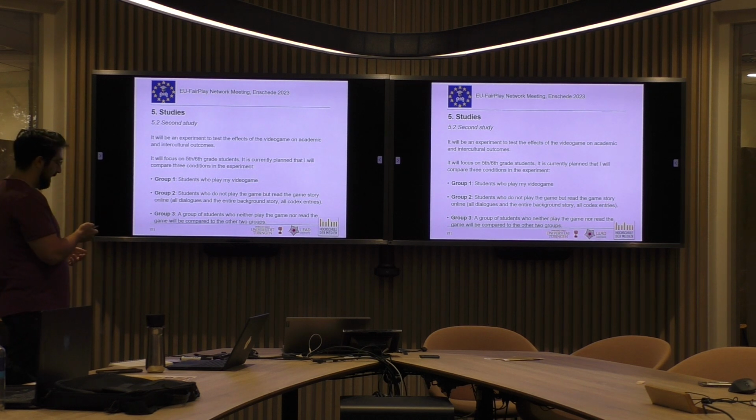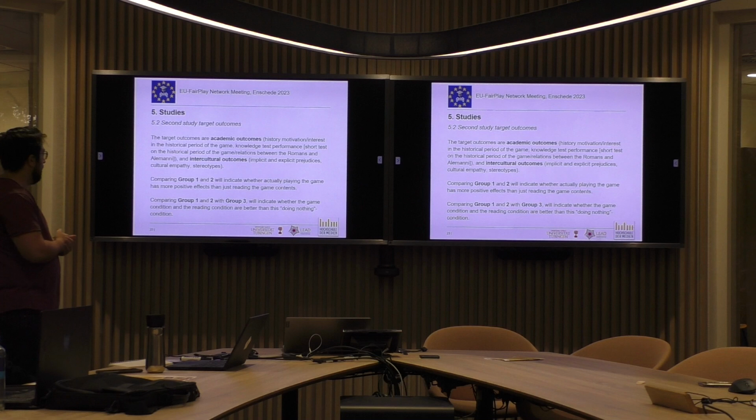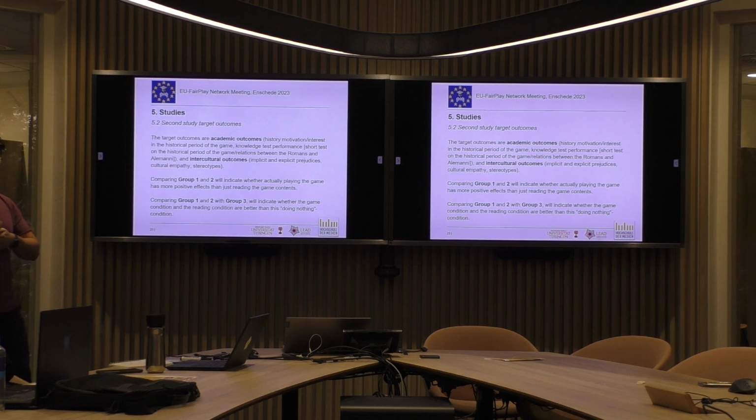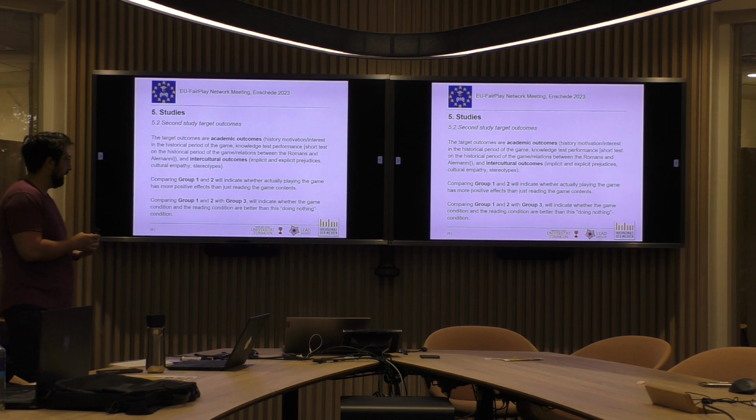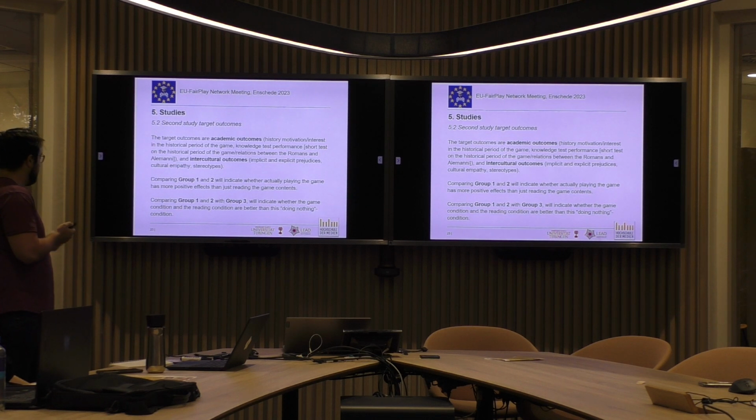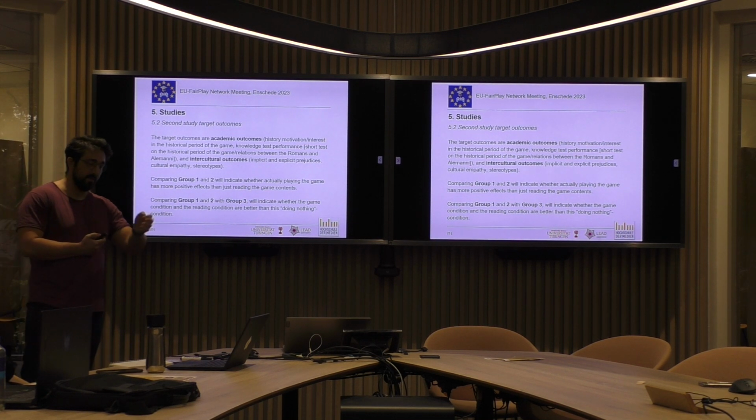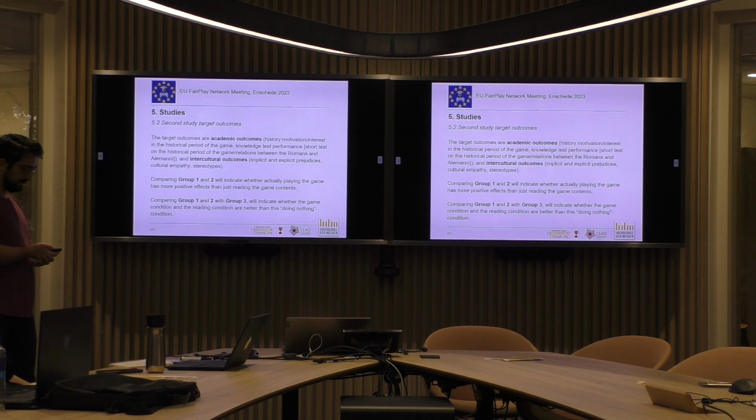Thanks to this experiment, I can compare group 1 and group 2 to understand which one has more positive effects. And then I can compare groups 1 and 2 with group 3, which will indicate whether the game condition or the reading condition are better than the do-nothing condition, basically. So this would be the next step after the beta version. This would be the last step of making this game.